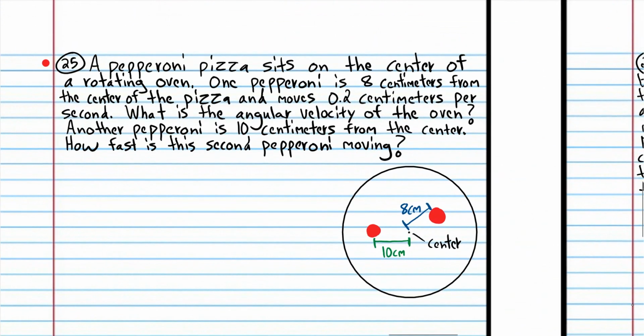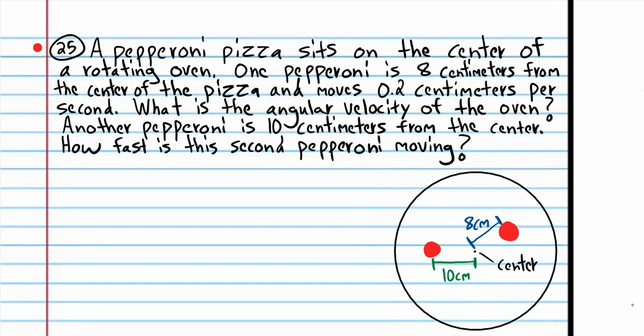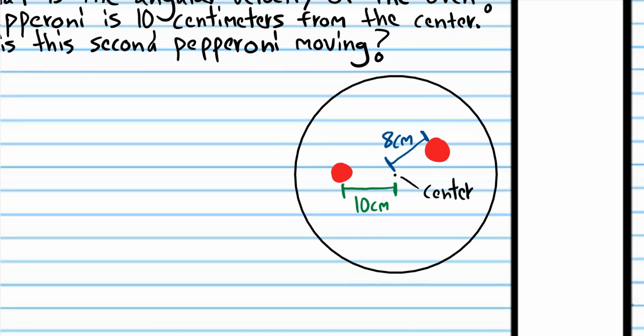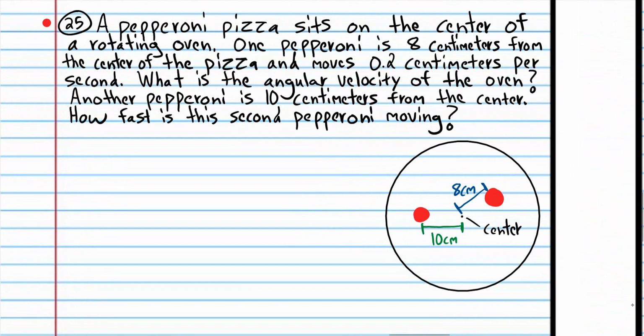Okay, let's do some more problems here. It says that a pepperoni pizza sits on the center of a rotating oven. One pepperoni is 8 centimeters from the center of the pizza and moves 0.2 centimeters per second. So we actually have 2 pepperonis to consider. The first pepperoni moves with this inner circle, and the second pepperoni moves around a bigger circle. I'm not drawing the circle perfectly, but we're going to need 2 linear velocities and 2 radii.